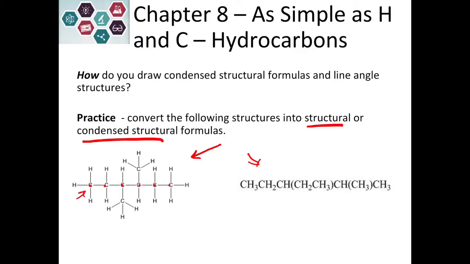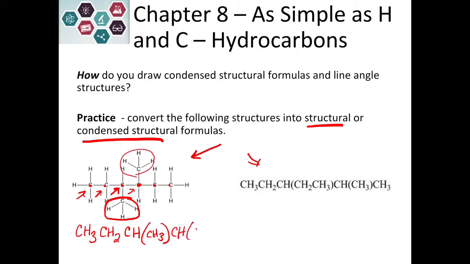So if I look at the first carbon, there's 3 hydrogens. If I look at the second carbon, there's 2 hydrogens. If I look at the third carbon, there's 1 hydrogen, but then I also have this CH3 group. So if it's coming off of the main chain, you're going to put that group in parentheses. Now I'll go back up to the main chain. This carbon has 1 hydrogen, and then it also has the CH3 group. Put that in parentheses. Next carbon has 2 hydrogens, and then the one on the far right has 3.